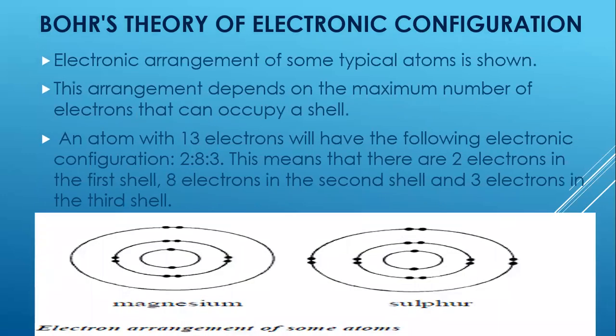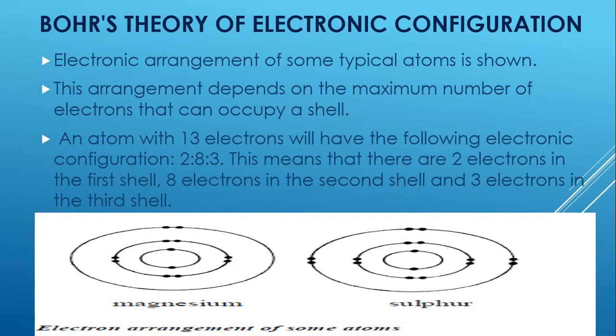Now, the electronic arrangement of some typical atoms is shown below. As you can see, there's a simple electronic arrangement of magnesium and sulfur. As you can see, the arrangement goes starting from the first shell, second shell, to the third shell. Now, this arrangement depends on the maximum number of electrons that can occupy a shell.